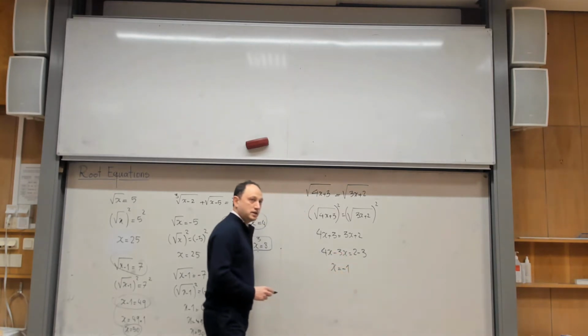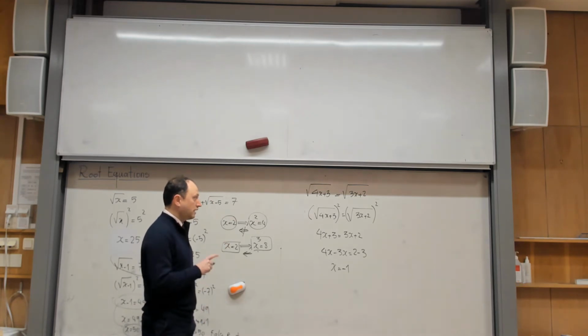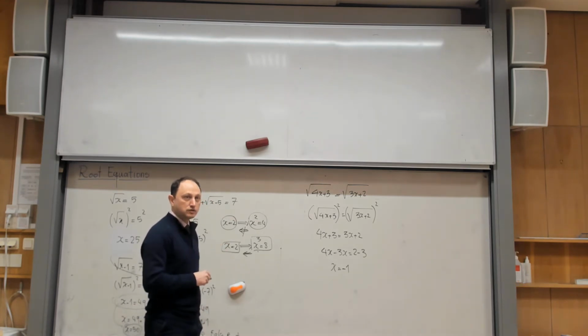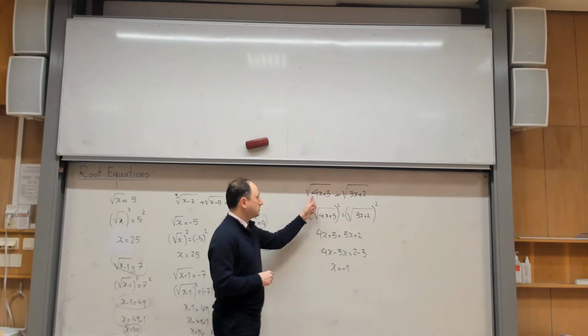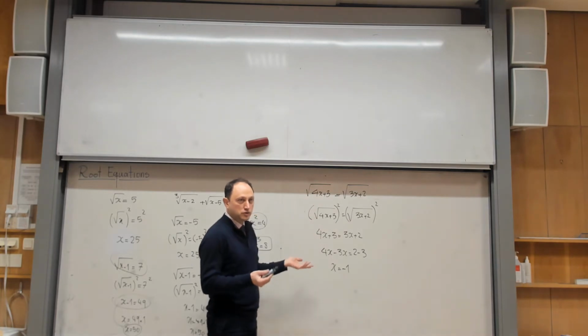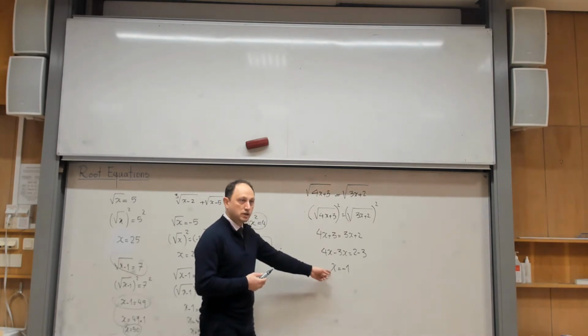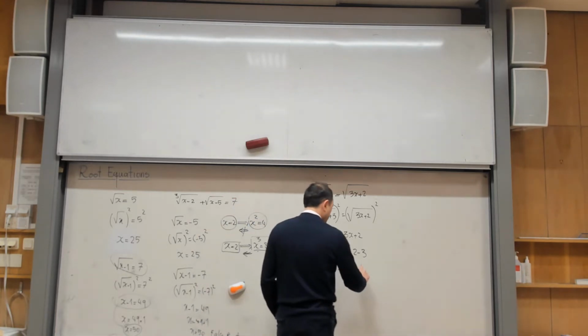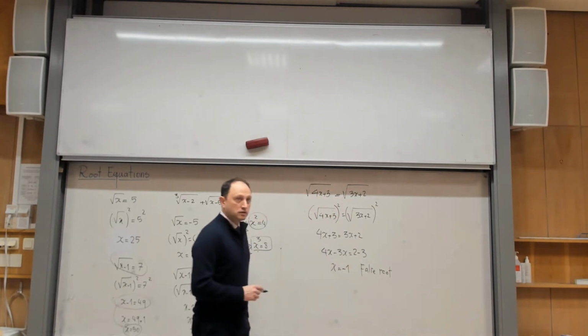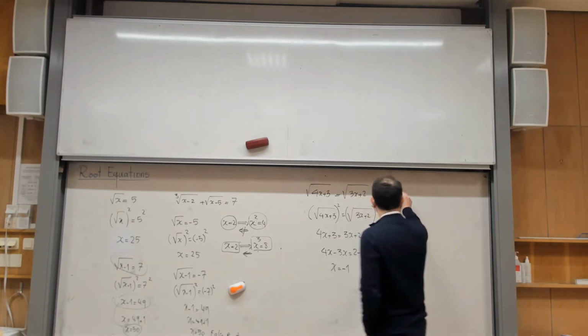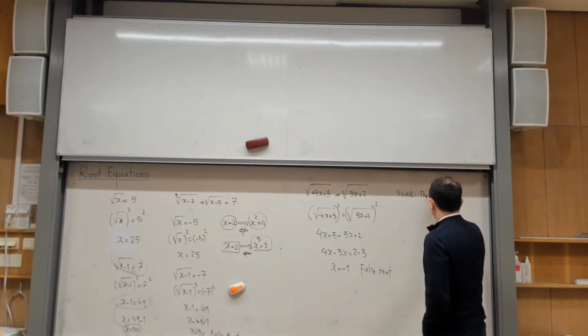Can I be sure that this is the answer yet? Not yet. I have to go back and check it. Is this an answer or not? Put minus 1 in the original equation. What do you get? You get the square root of minus 4 plus 3, which is the square root of minus 1, which is meaningless. So this means that even though I got this, this is not acceptable. It's a false root. And then what is the answer to this problem? There are no solutions.